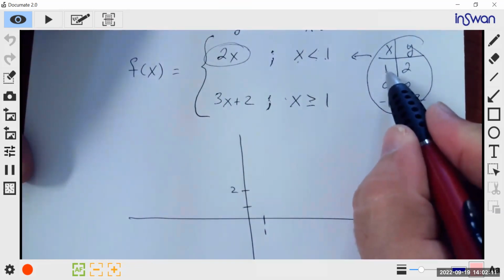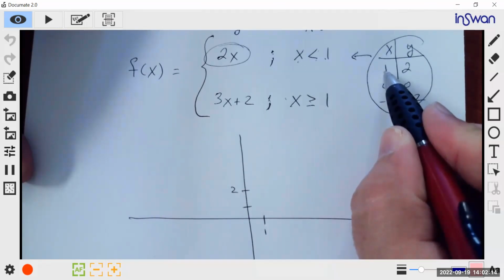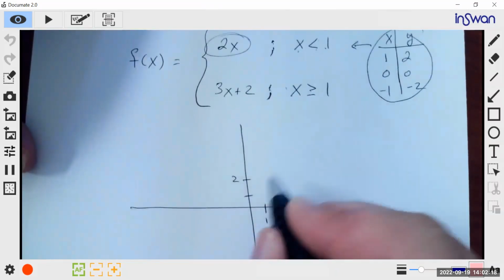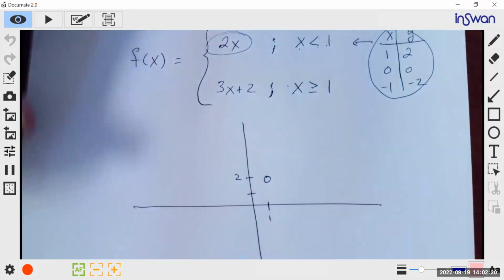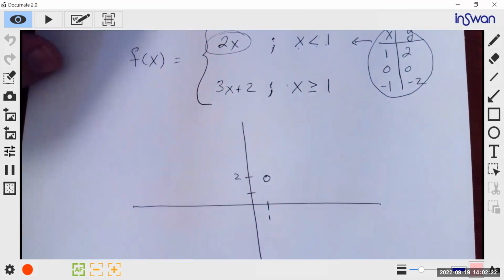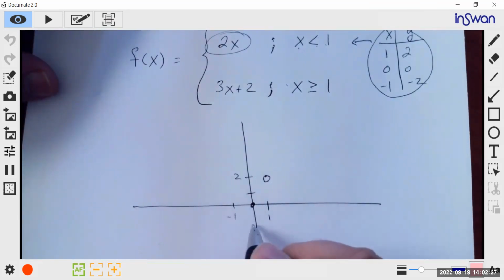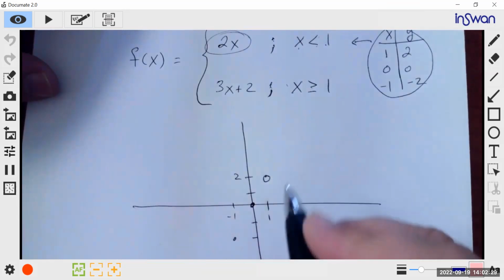Can I use the value 1 as x? No, it's not in the domain. So I put an open circle there. That's where my line stops. That's where my graph stops. The next one's at 0, 0. The next one's at negative 1, negative 2.